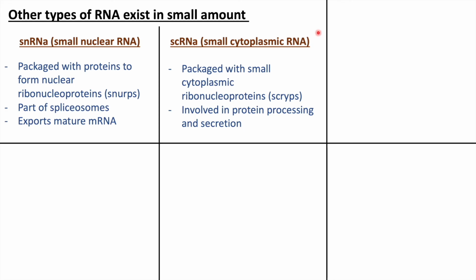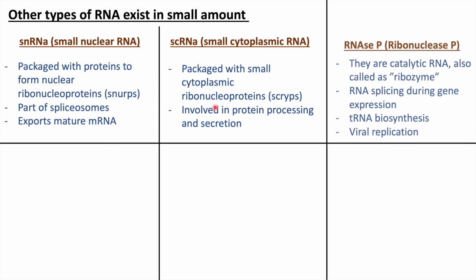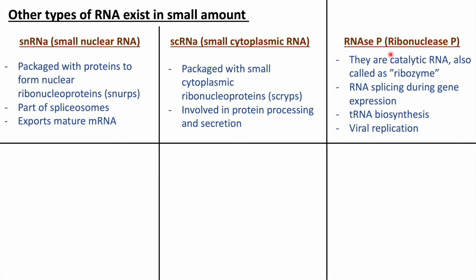Next, we also have small cytoplasmic RNA, which is again packed with proteins as small cytoplasmic ribonucleoproteins, involved in protein processing and secretion. And we also have ribonuclease P. They are catalytic RNA, and because they have a catalytic role, they are also called ribozymes. It is also important in RNA splicing during gene expression, as well as important for transfer RNA biosynthesis and during viral replication.